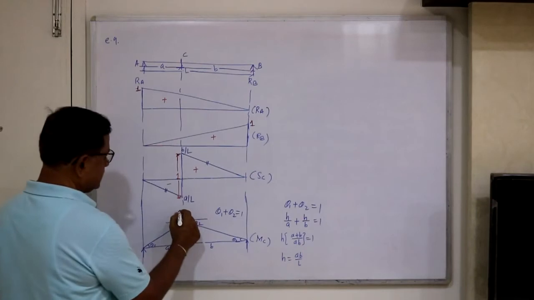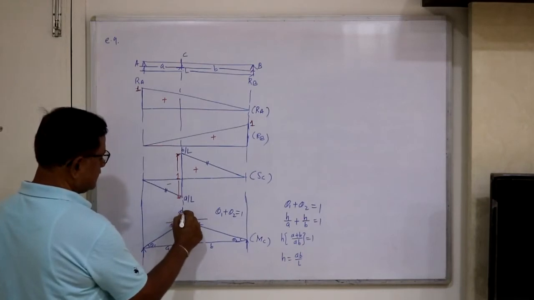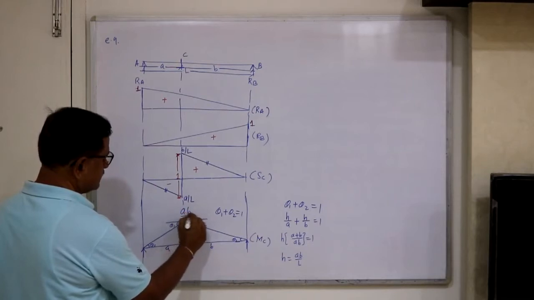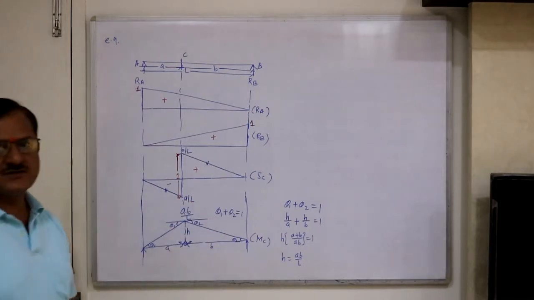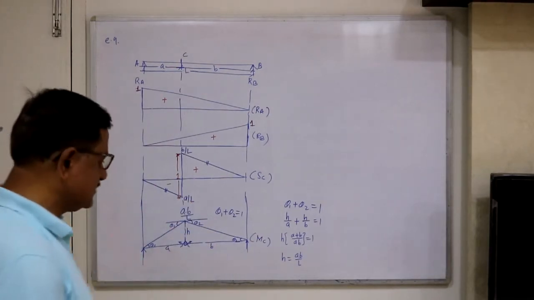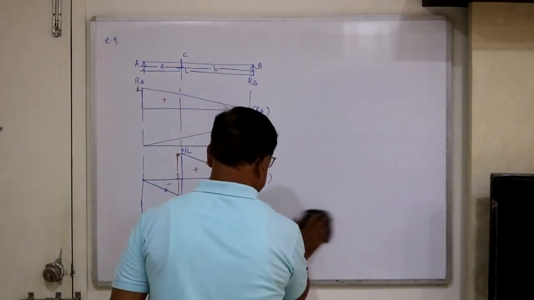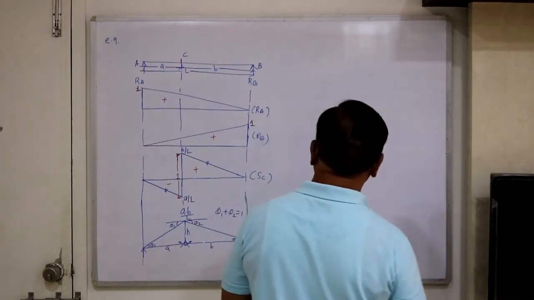So this ordinate is ab upon L, and by calculations already we have calculated this ordinate. Now next, see, these are the ILDs for a simply supported beam for various structural functions.